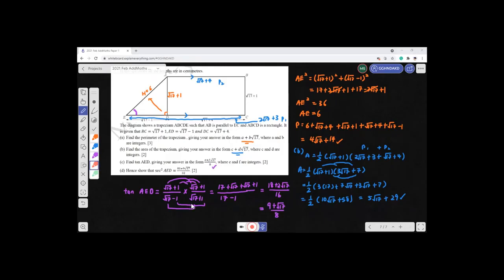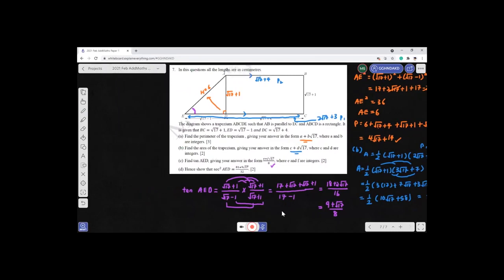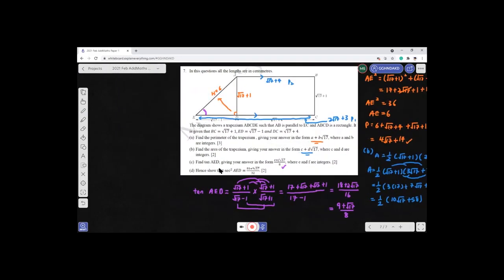For D, we are required to find sec square. What is the formula of sec square theta? The formula of sec square theta is 1 plus tan square theta. So since the question asks about sec square AED, it means 1 plus tan square AED. So they want you to show sec square AED is this. So you just show 1 plus, what is your tan AED?